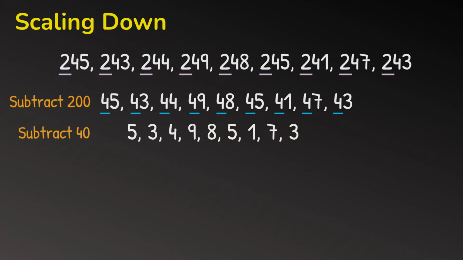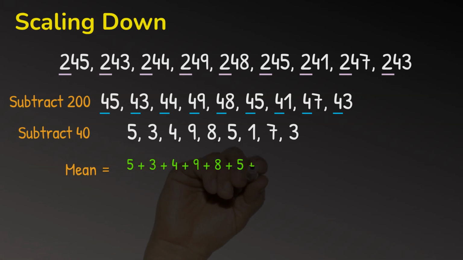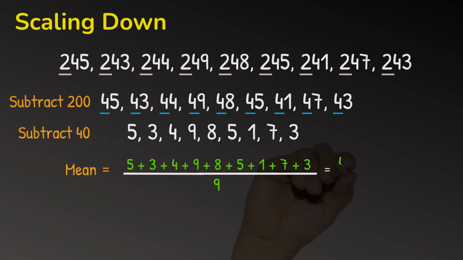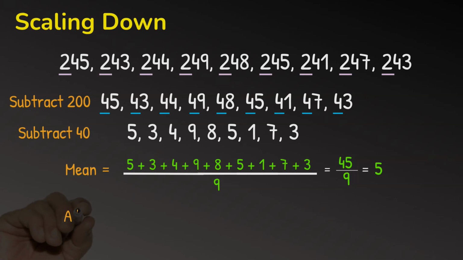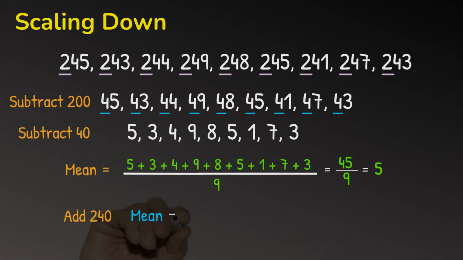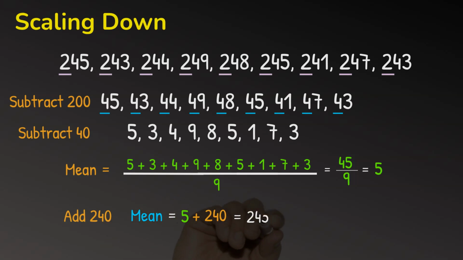So now it's very quick to work out the mean because we can add all of those values together, divide by 9, so that's 45 divided by 9, which equals 5. However, now we have the mean of those values. To get the mean of our original data set, we have to reverse what we've done. We subtracted 240, so now we have to add 240. So our mean is actually 5 plus 240, which is 245.